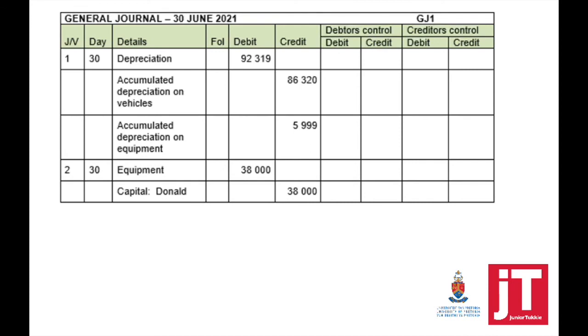Completing the General Journal on 30 June 2021. It means that we need to show the depreciation on vehicles, which was the old plus the new, and accumulated depreciation on equipment. If you add the two together, it equals the total depreciation. To show the additional equipment that was contributed, equipment was debited, account credited, capital, and the partner's name, Donald.